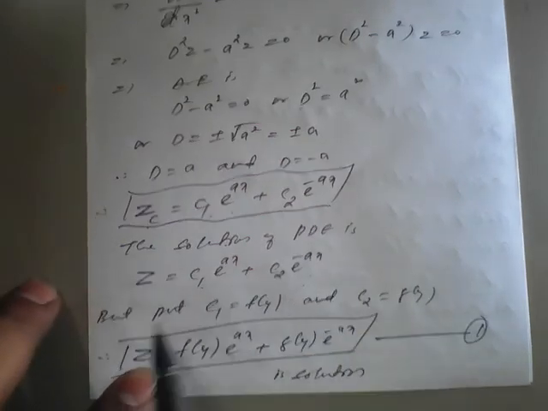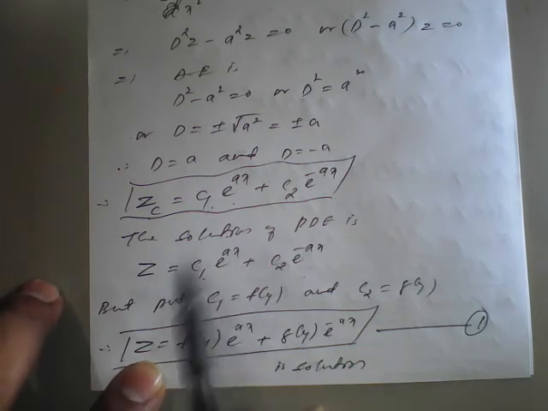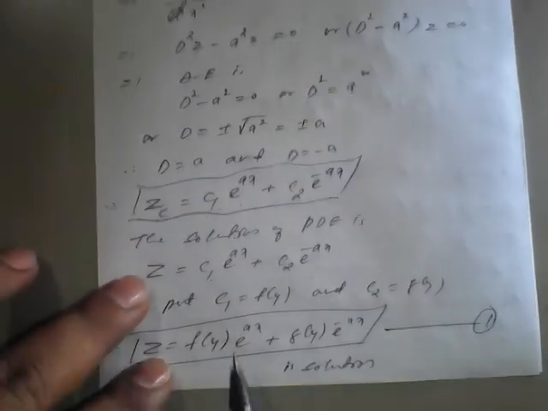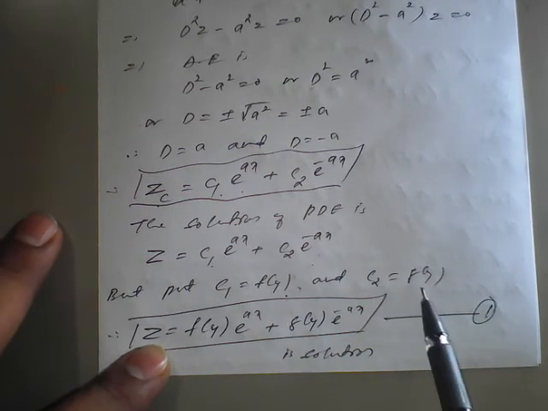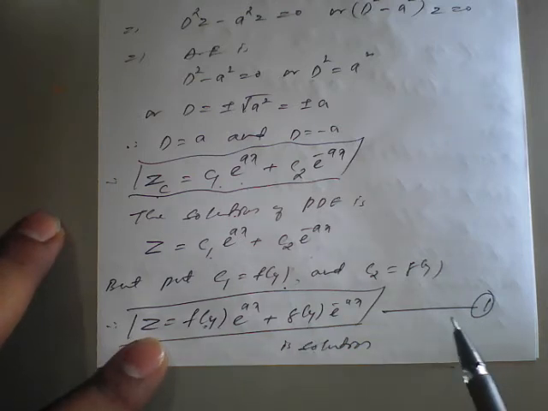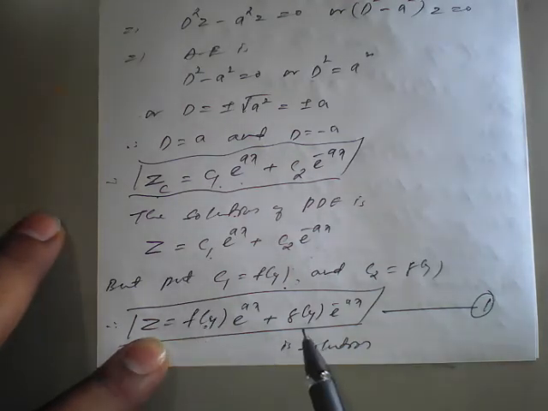So the solution of the PDE is z is equal to c1 e raised to ax plus c2 e raised to minus ax, but you have to replace c1 with f of y. Why f of y only? Because this partial differential equation is with respect to x, so the constants are taken as functions of y. So in place of c1 you write f of y, and c2 is equal to g of y, and call it equation number 1. By using the conditions we'll find the values of f of y and g of y, and replace them, which gives the required solution of the given partial differential equation.